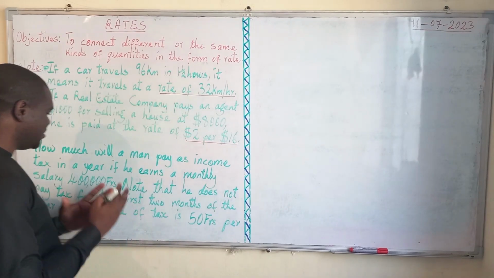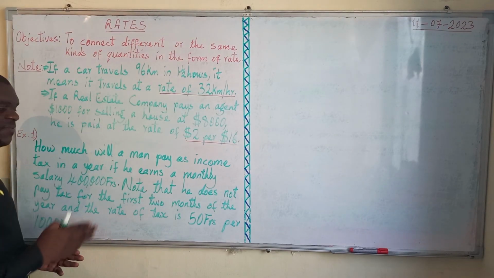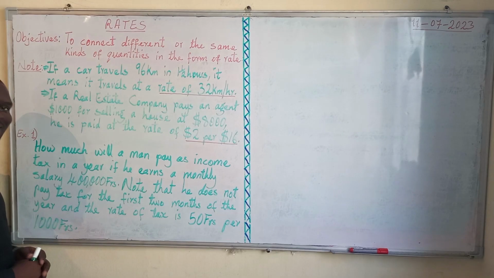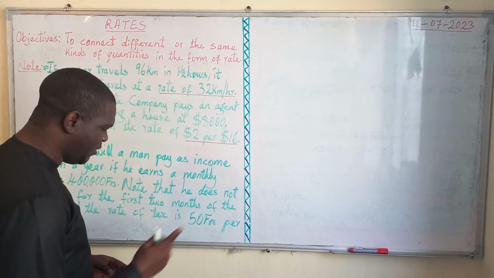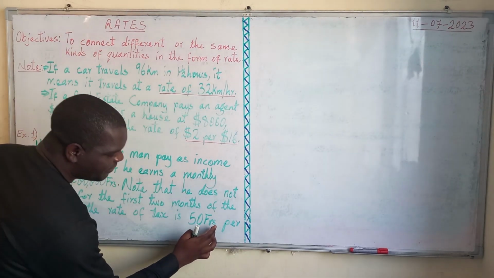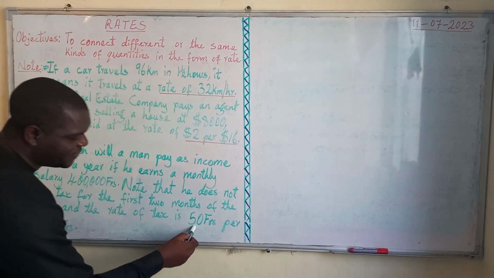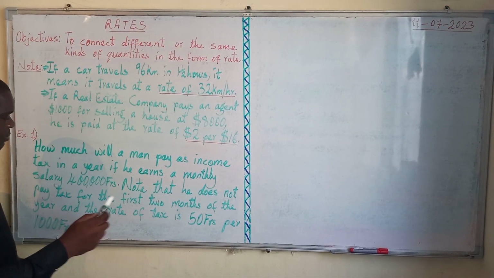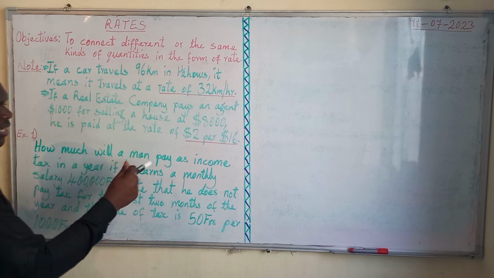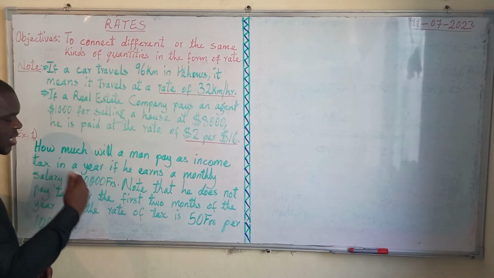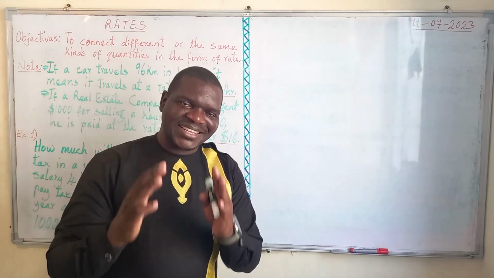Here is our first example, and it says, how much will a man pay as income tax in a year if he earns a monthly salary of 400,000 francs? Note that he does not pay tax for the first 2 months of the year, and the rate of tax is 50 francs per 1,000 francs. So take note of the rate of tax, which is 50 francs per 1,000, and his income is 400,000 francs, as well as you've been asked to calculate the total. You have been asked to calculate the total income tax that will be paid in a year and not in a month. So take note of this as we are going to handle the solution carefully.